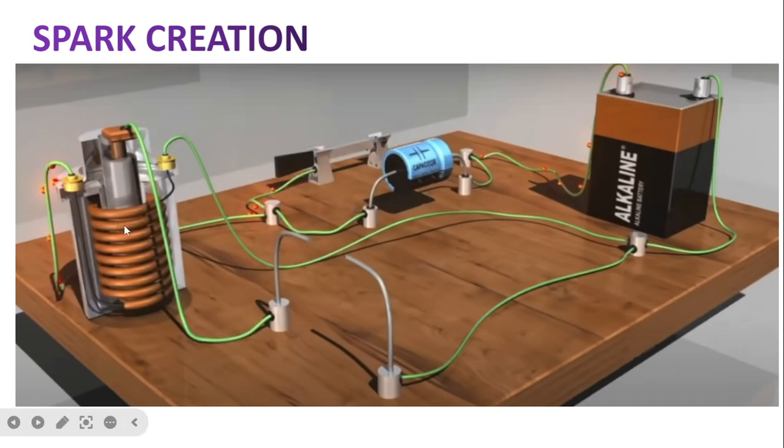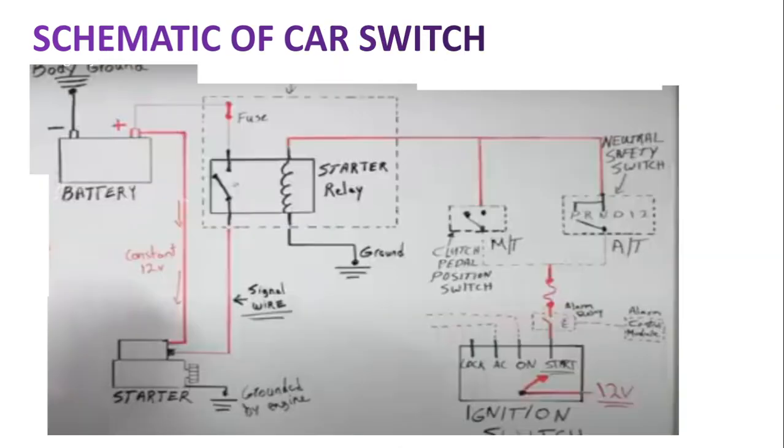Now, in the next slide we have a schematic of the car switch. We'll try to understand. Here the battery is connected to the ground. Next, this positive terminal is connected to the starter, which is used for starting the engine. Positive terminal is connected over here, and for starting the starter they have used this starter relay.